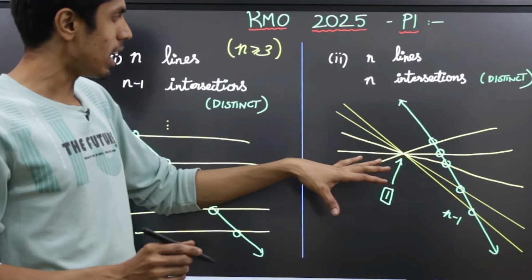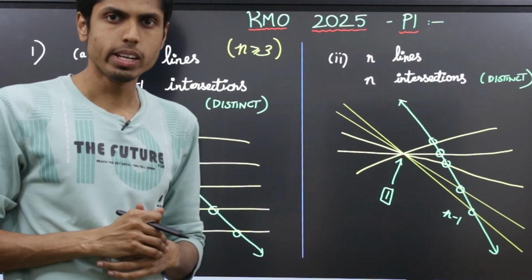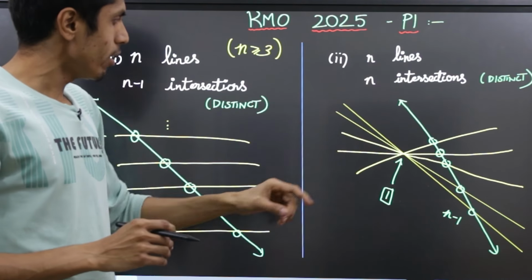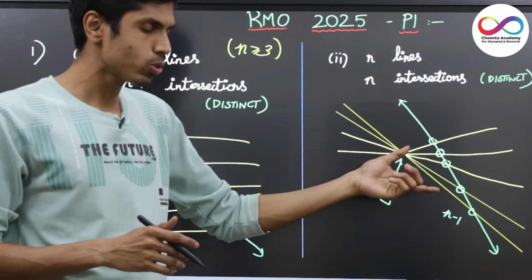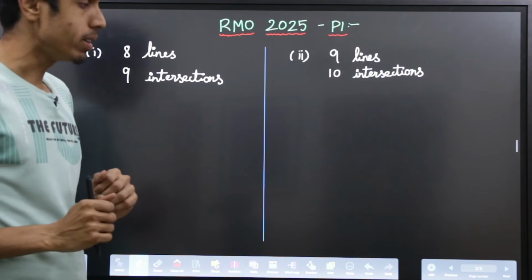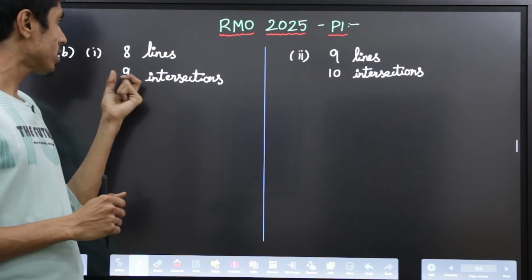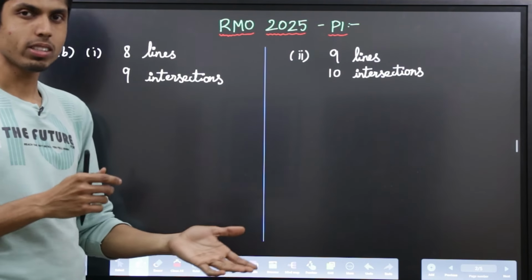So in this sense, I think just the pattern recognition skills play a crucial role rather than some conceptual knowledge. If you do a lot of projective geometry, these kinds of configurations would be naturally occurring in your mind. Okay, let's go to part B. This is about particular values, and actually it's n plus 1. So they gave particular values because it's not easy to generalize.